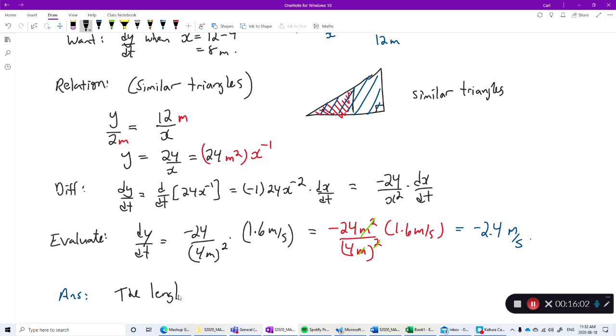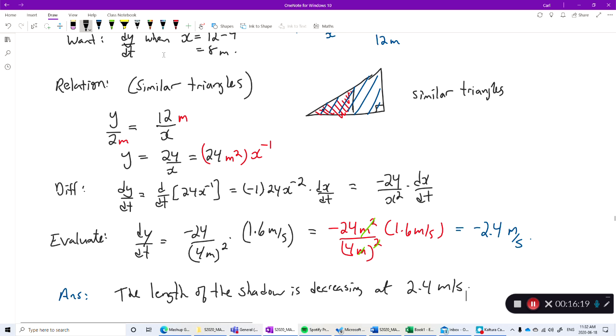So we could say answer. The length of the shadow, that was the question. The length of the shadow is decreasing at 2.4 meters per second. All right.